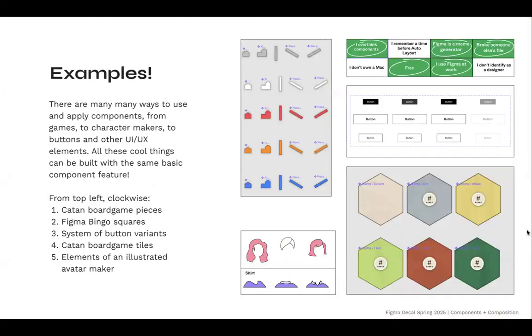And there are many ways to use and apply components, from games to character makers to buttons and other UI UX elements. And then all these cool things can be built with the same basic component feature. So from top left clockwise, you can see like the Catan board game pieces, Figma bingo squares, systems of button variants. And these are all just examples of having a main component and then variations of that in one's design so that you can always access things and reuse them as you please.